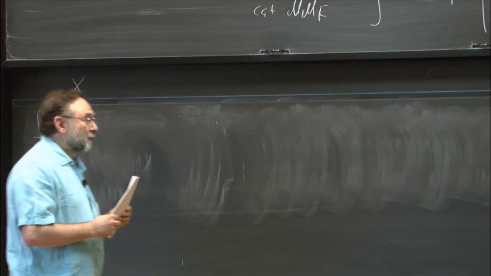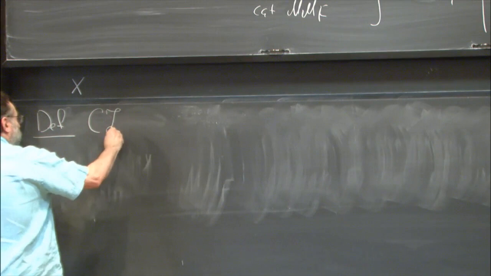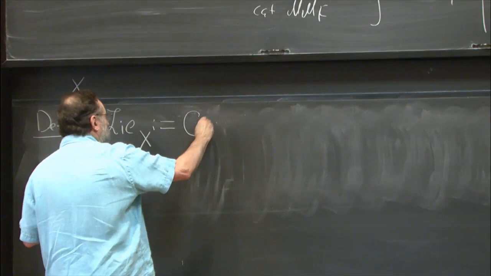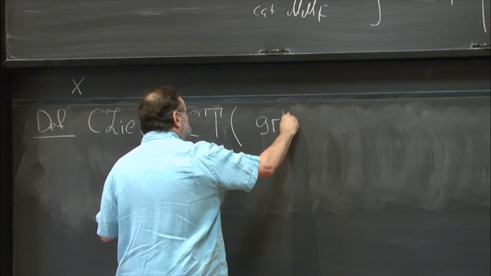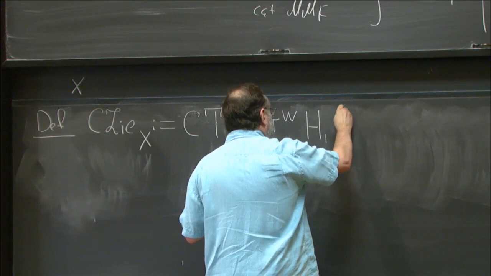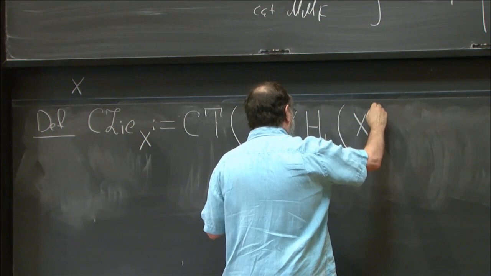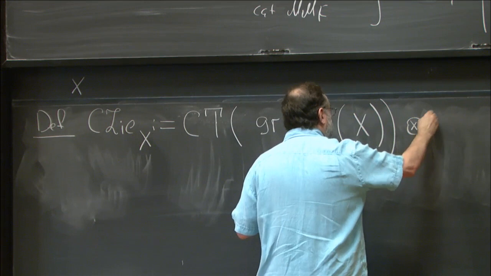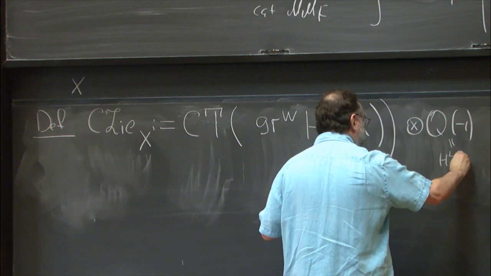So let's make an official definition for the cyclic Lie of X. This is, by definition, the CT applied to the associated graded for the weight filtration of H1 of my x, where I have my open curve x, so the tensor algebra of that, tensored with a Tate twist by Q(-1), which is just H2 of x. That's the meaning of that. OK?